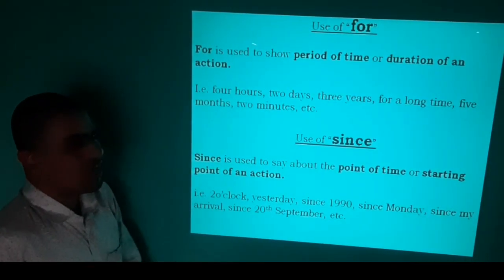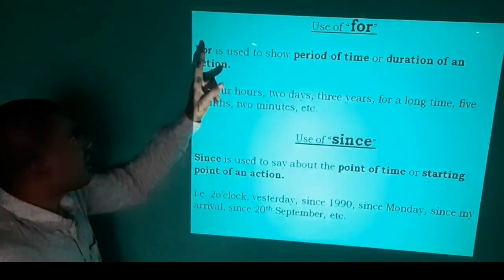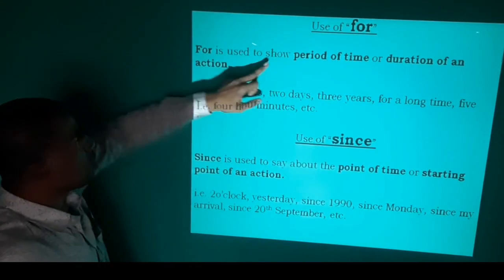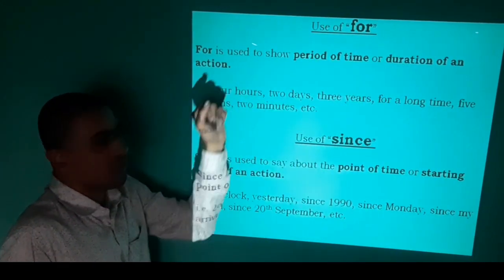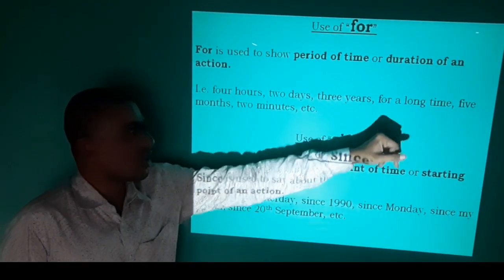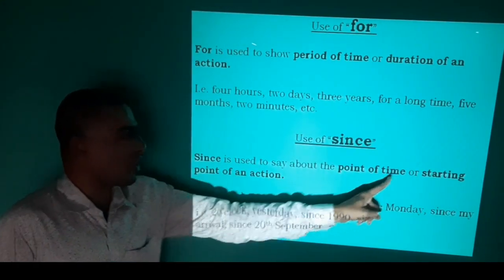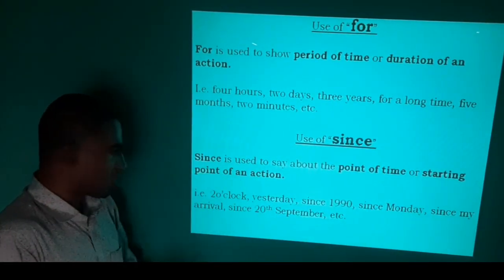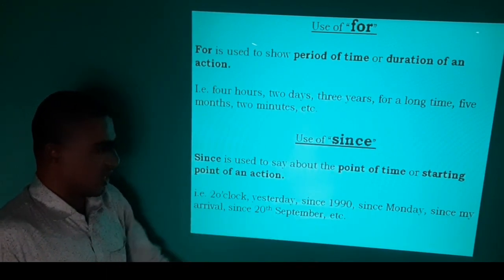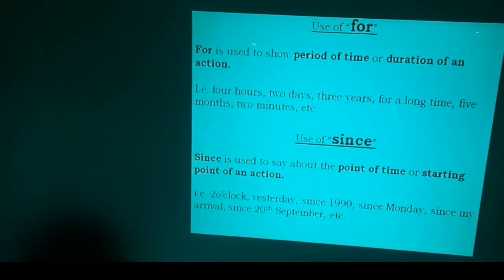And now we very frequently get the usage of two words in the perfect continuous. They are for and since. For is used to show a period of time or duration of an action, like 4 hours, 2 days, 3 years, for a long time and so on. Since is used to talk about the point of time or starting point of an action. So since 2 o'clock, since yesterday, since 1990, since Monday, since my arrival, since 20th September, all those things we use.